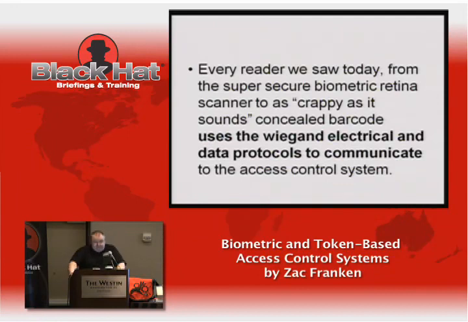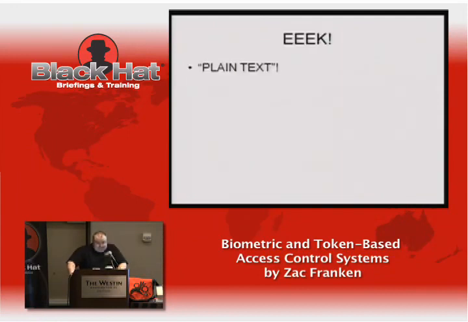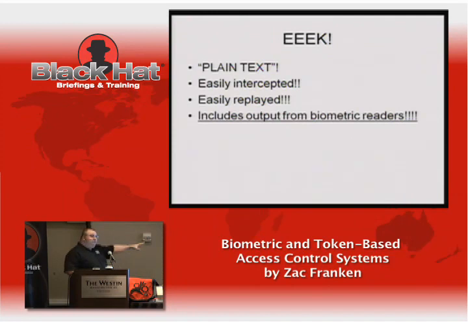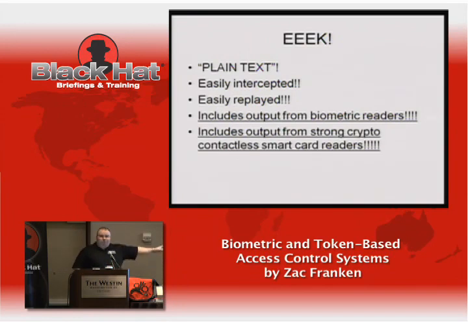And that's a bit of a problem. It's plain text. It's easily intercepted. It's easily replayed. Includes the output from all those biometric readers. That's how the hand geometry scanner and the Retina Scanner and the fingerprint scanners are hooked back to an access control system. It includes the output from your strong crypto reader. So you just had a nice strong crypto conversation ensuring the data integrity of this card, and then it spits out its data over Wiegand in plain text.